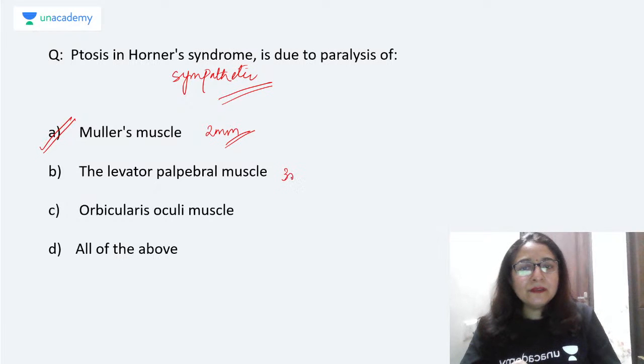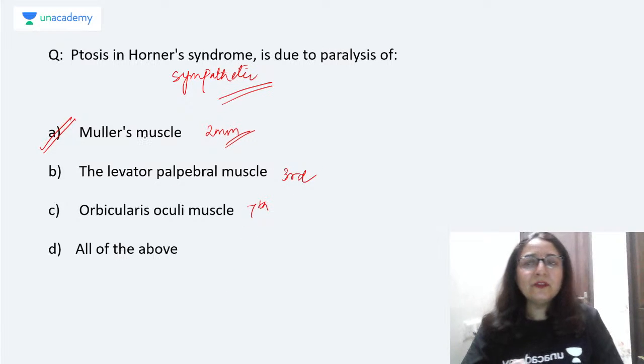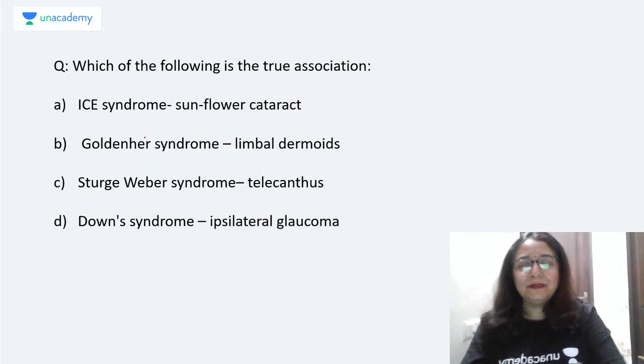Levator palpebrae is supplied by the third nerve. Orbicularis is supplied by the seventh nerve. So the right answer to this question is your Muller muscle.